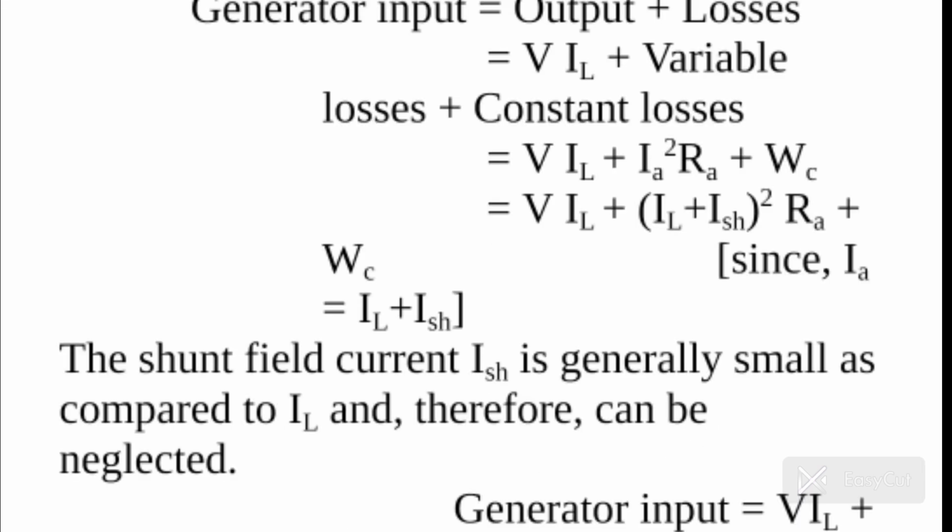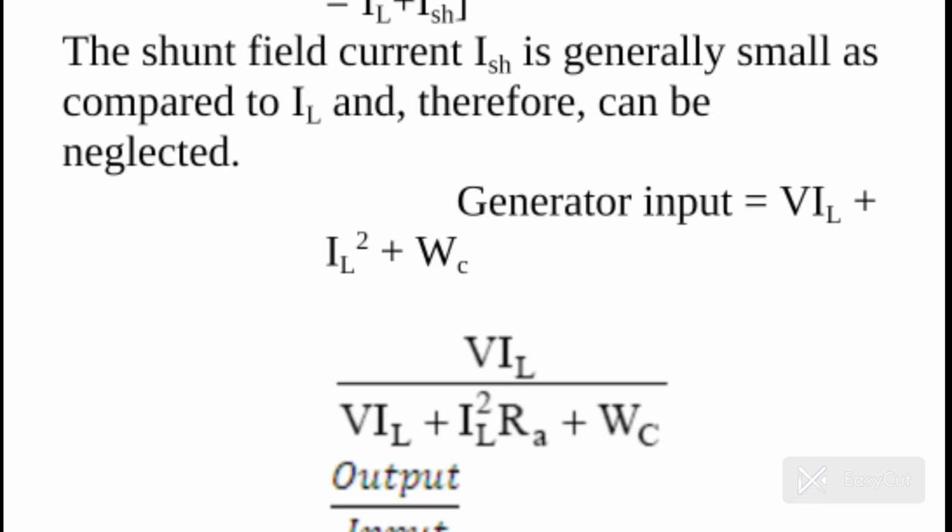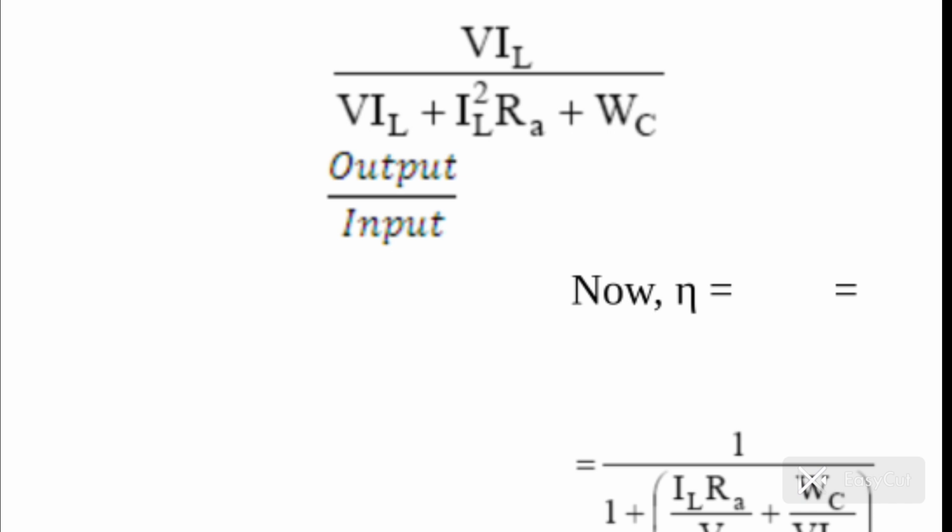So the total input becomes V times IL plus IL squared times RA plus WC, where IL is the load current, RA is the armature resistance, WC is the constant loss. Now in a shunt generator, there's also a shunt field current, called ISH. But this current is very small when compared to IL, so we usually neglect it for simplification. So again, our input becomes V times IL plus IL squared times RA plus WC. And therefore, the efficiency is given by efficiency equals output over input. That is, efficiency equals V times IL divided by V times IL plus IL squared times RA plus WC.